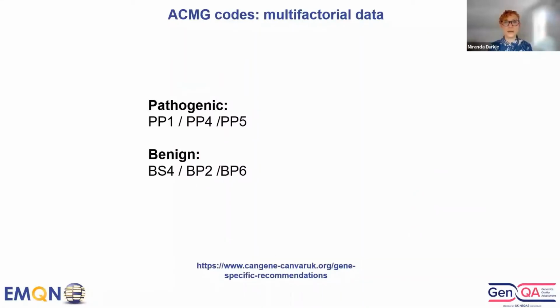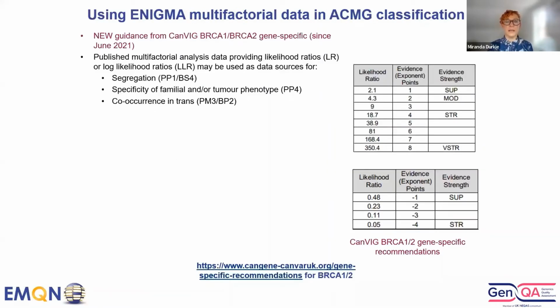Okay, my last grouping is the multifactorial data, and this is something that's quite new to the CanVIG guidelines. We implemented this in the BRCA1 and BRCA2 gene-specific guidelines in June last year. It's a way of using the published multifactorial data from ENIGMA, while we're pending the ENIGMA guidelines being ratified by the ACMG, and a way to translate their results into the ACMG codes. Shown here in the text is how you would, for example, if you've got a very high likelihood ratio based on segregation, apply that under PP1, or if you had a very low negative score, apply it under BS4, or for specificity of familial tumor phenotype, apply under PP4, etc.